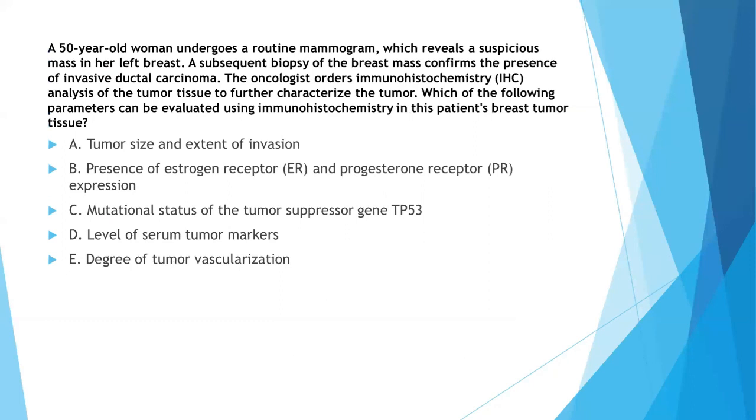So again, we have one more question with us. A 50-year-old woman undergoes a routine mammogram which reveals a suspicious mass in her left breast. A subsequent biopsy of the breast mass confirms the presence of invasive ductal carcinoma. The oncologist orders immunohistochemistry analysis of the tumor tissue to further characterize the tumor. Which of the following parameters can be evaluated using immunohistochemistry in this patient's breast tumor tissue?